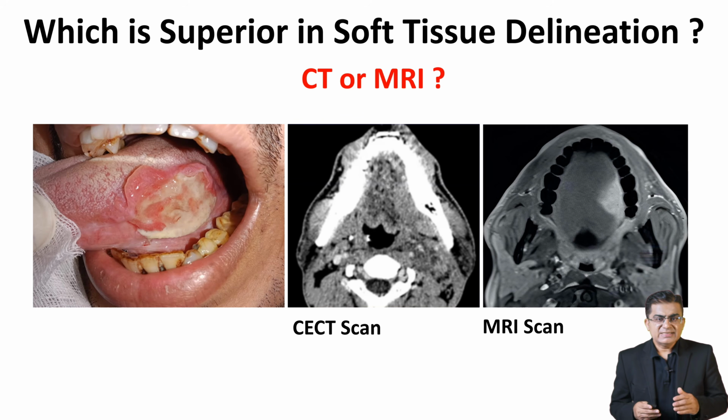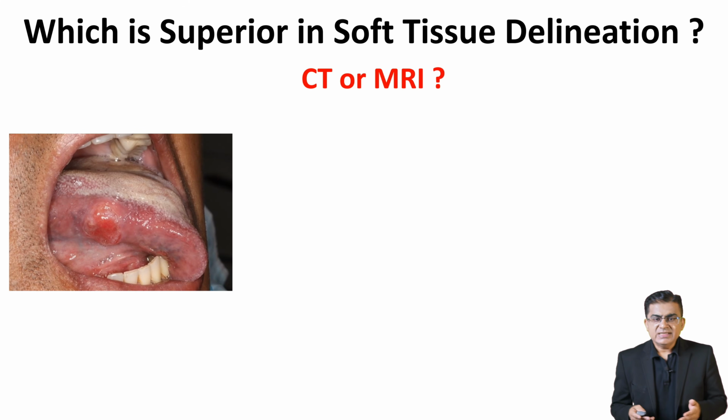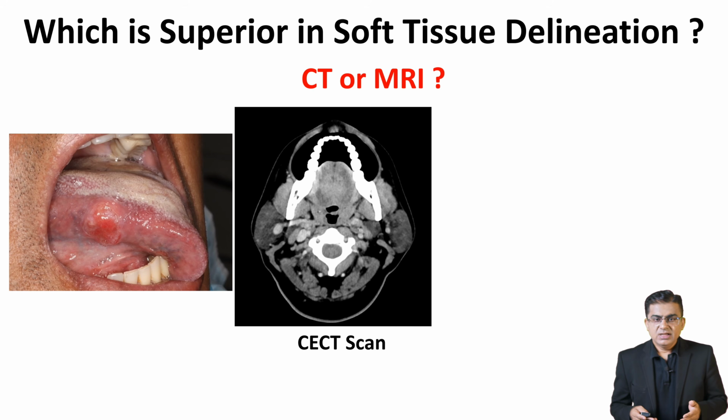Let me give you another example to show why MRI is better than CT for tongue cancer. This patient has a small superficial ulcerative lesion over the right lateral border of tongue. See his CT image. Beginners like you might not even find anything in his tongue, right? It looks almost completely normal.